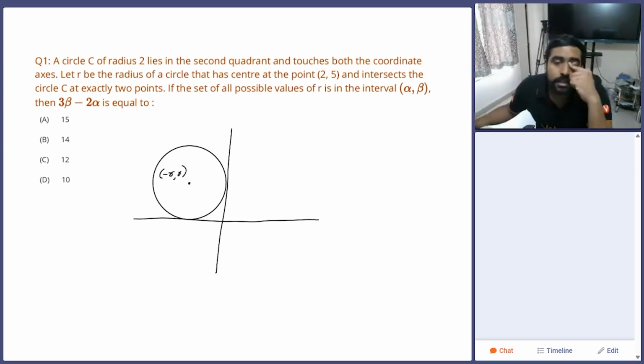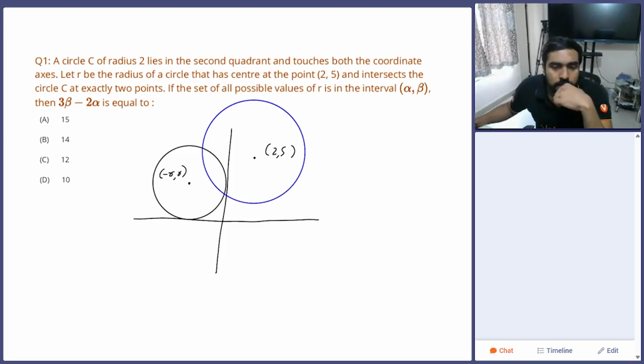Then there is another circle which has its center at 2 comma 5, somewhere over here. And it intersects the original circle C at exactly 2 points. This is kind of what the circle looks like. It intersects at exactly 2 points.